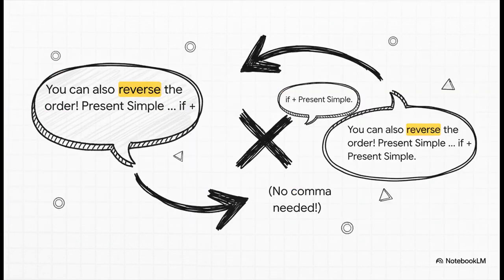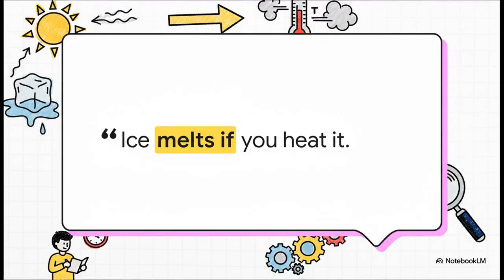And here's a really cool thing you can do. You can totally flip the structure around. You can state the result first and then the condition. The meaning stays exactly the same. The only little grammar trick to remember is that when you put the if part second, you can just drop the comma. For instance, instead of saying if you heat ice, it melts, you can say ice melts if you heat it. See that? Same meaning, just a slightly different rhythm and no comma. It's a great little trick to add some variety to your speaking.